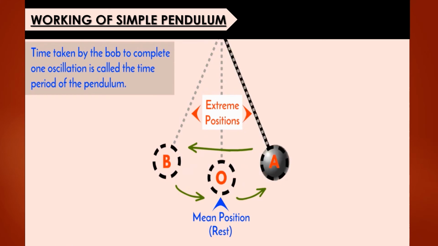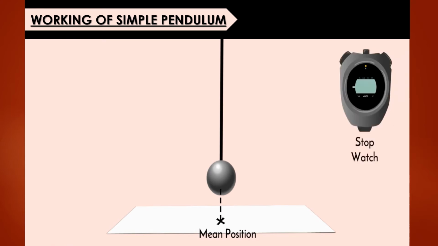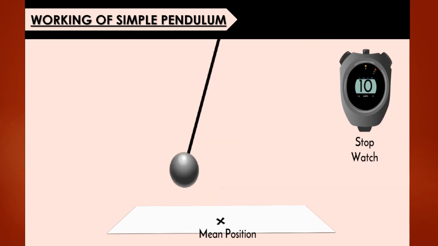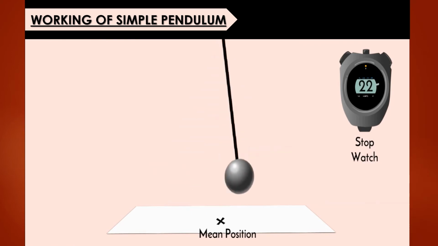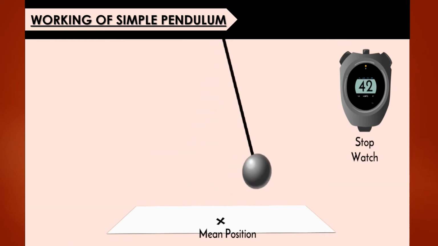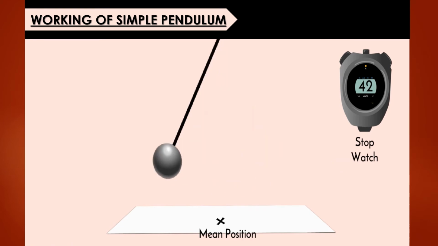Here is a method to measure the time period of a pendulum. Mark the mean position of the pendulum on the floor. Switch off the fan so there is no disturbance. Take a stopwatch. Bring the bob to one side and then release it. At the same time, start the stopwatch. Go on counting the oscillations. Stop the stopwatch as soon as the pendulum completes its 20th oscillation.